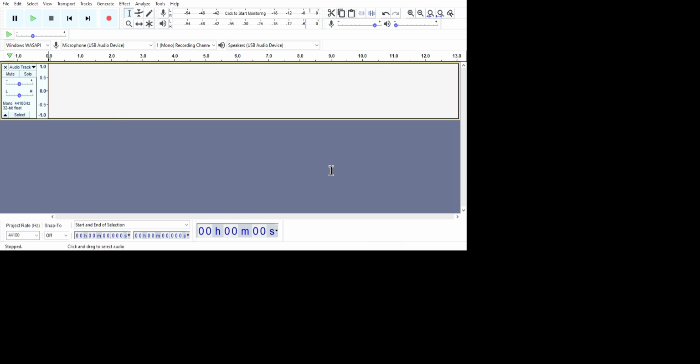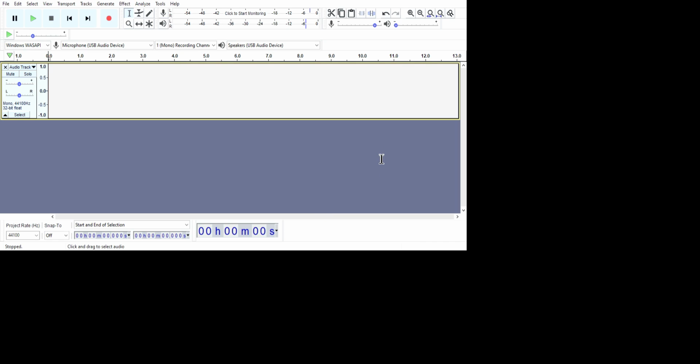Hello everyone. For this week's tutorial, I would like to be discussing the two modulation effects, tremolo and vibrato, and how to apply them in Audacity. Or if you are using a mobile, something like WavePad.